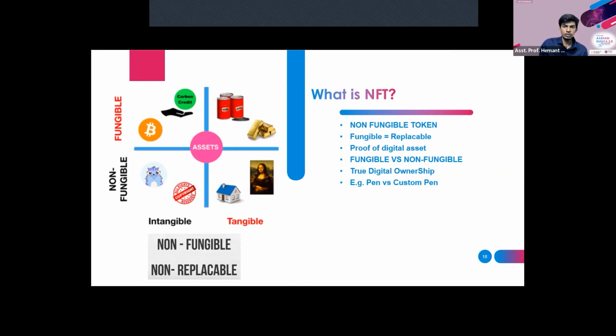Let me give another example. Imagine you have a pen and you have customized it, created some art on it and put your own name on it. Now imagine you buy another pen just like it from the store. Will it be the same? No, because one you can replace with any other pen, but the other you have customized. It's non-replaceable, that's why it's non-fungible. That's the difference between fungible and non-fungible. Now let's come to the T. What is T? It's the token.